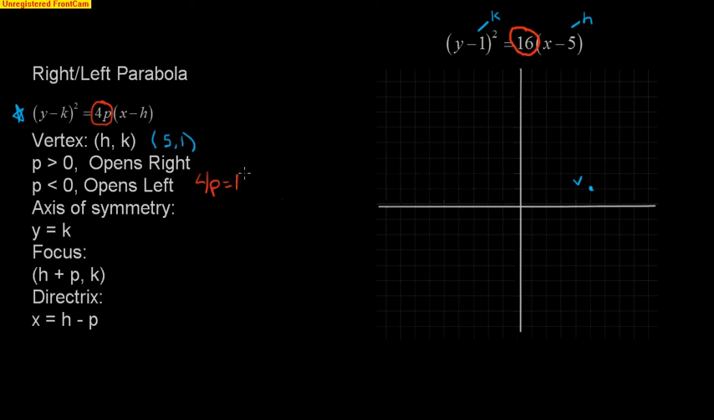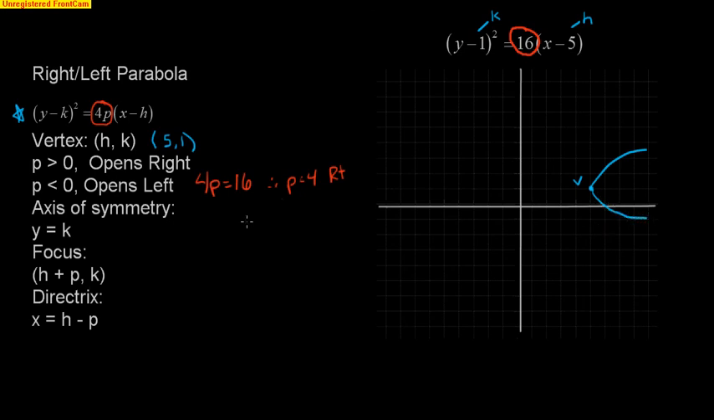Okay, so 4P equals 16. So therefore, P is 4. And since it's positive, we know it opens right. So I'm going to draw my parabola sideways now, opening right. So it looks like this.